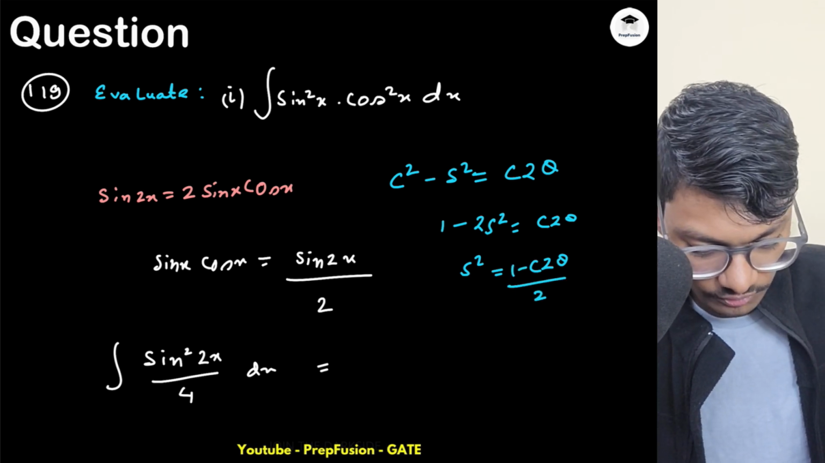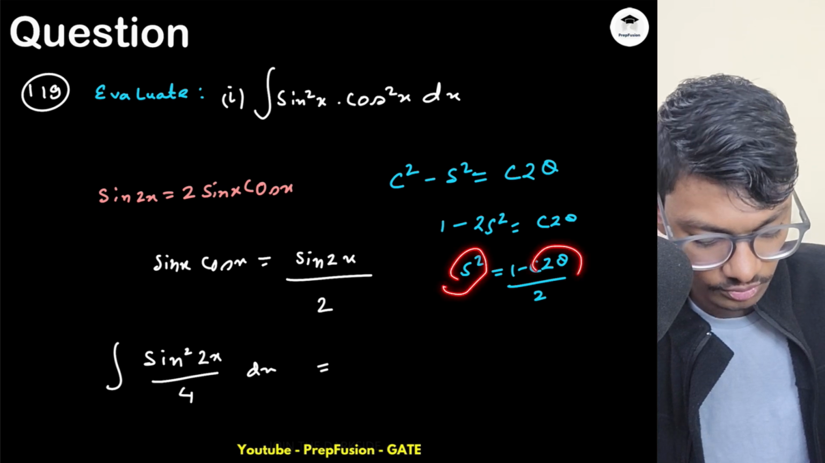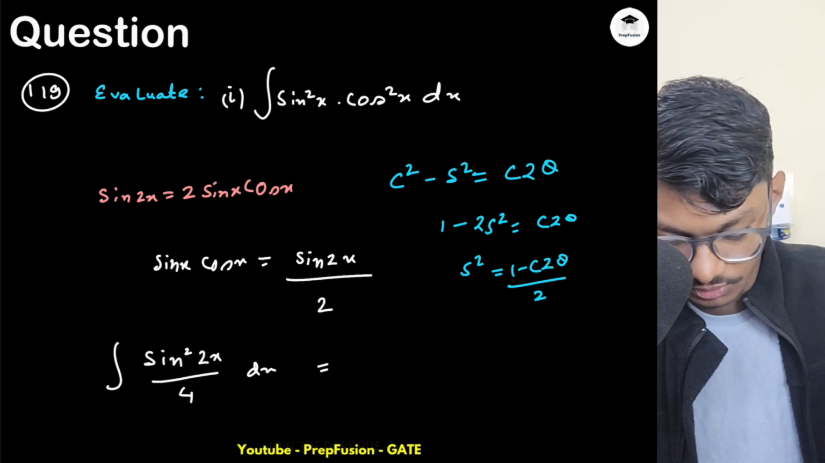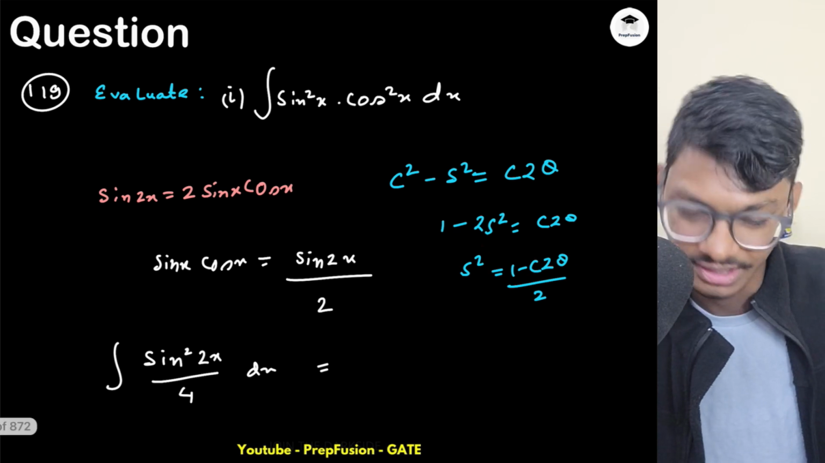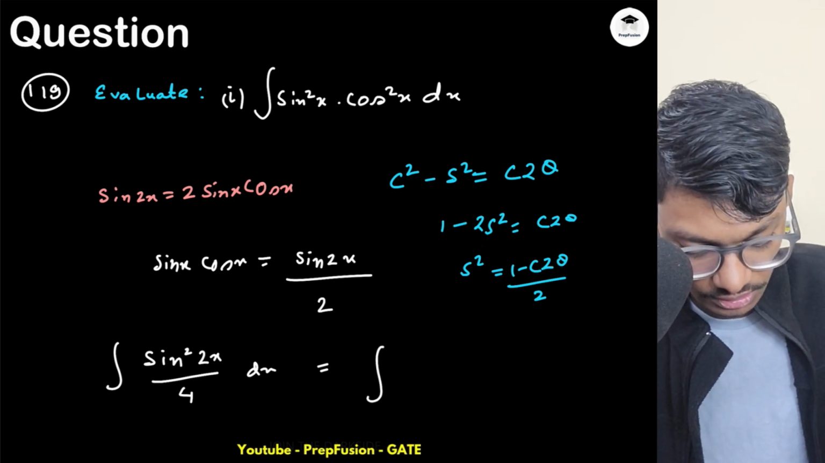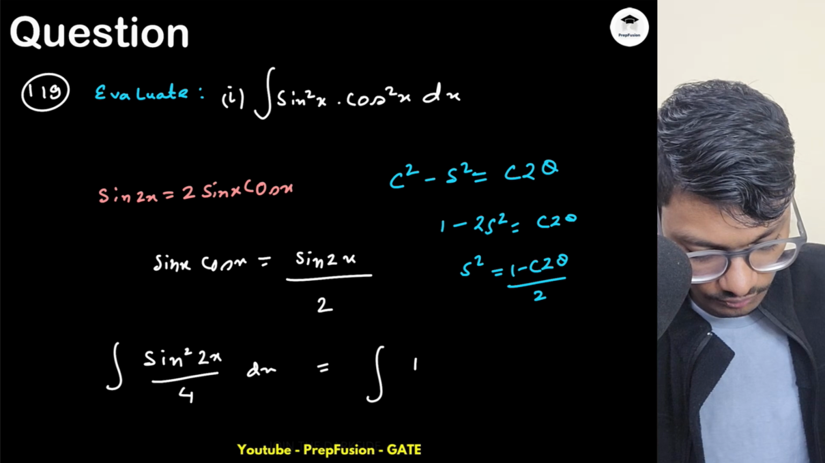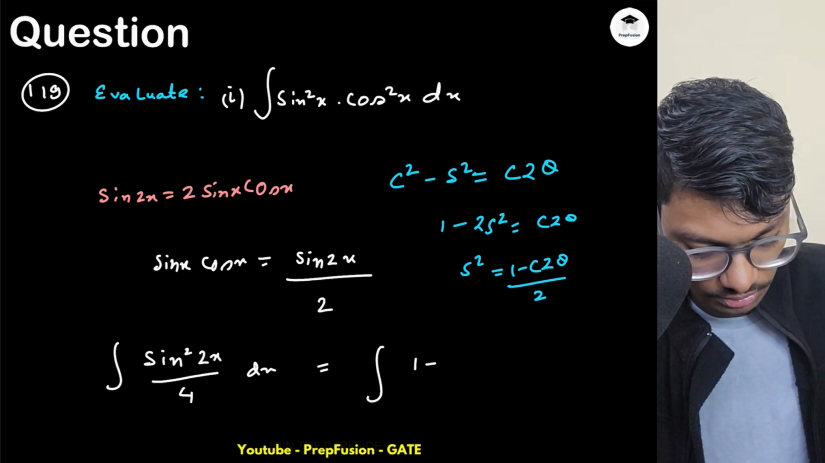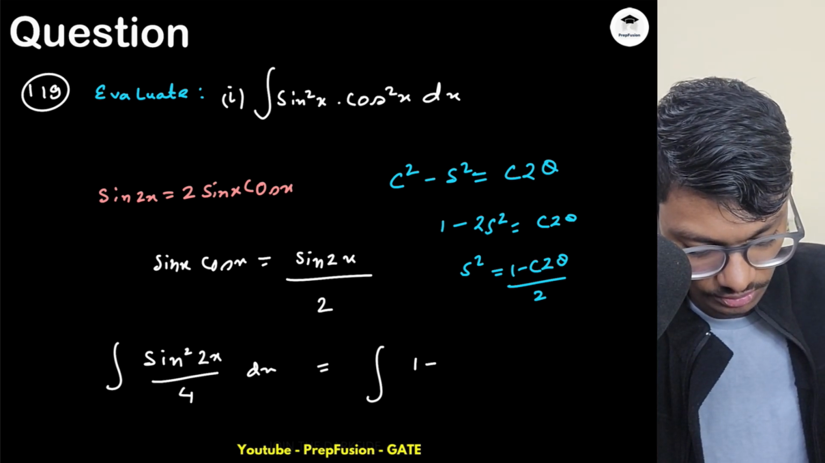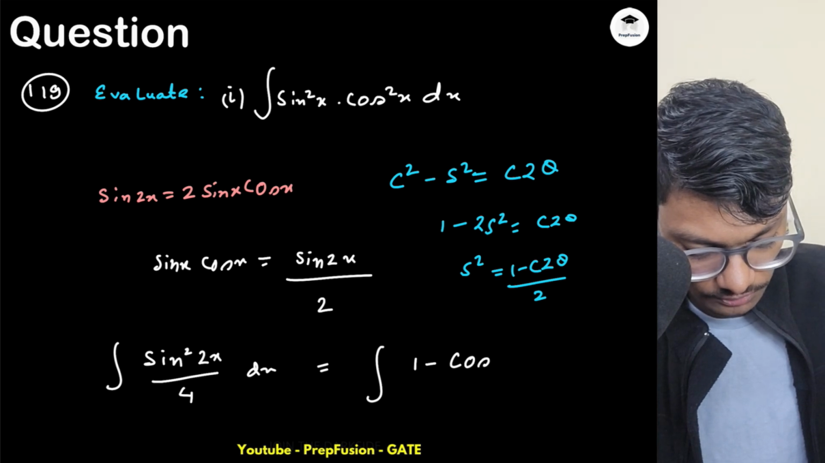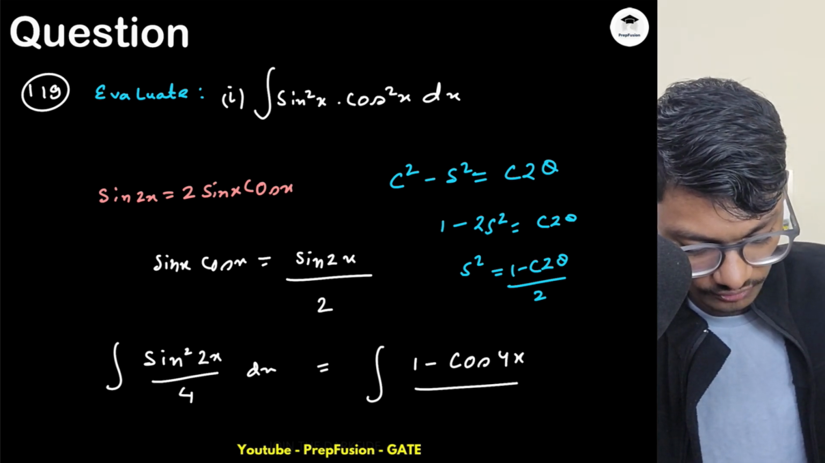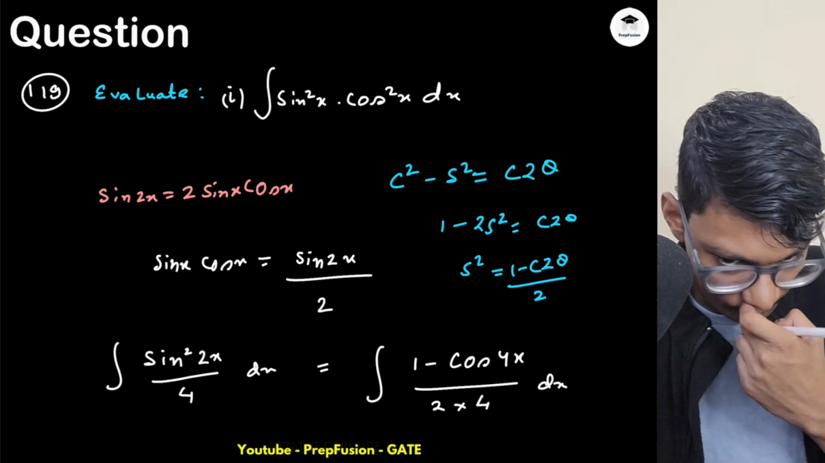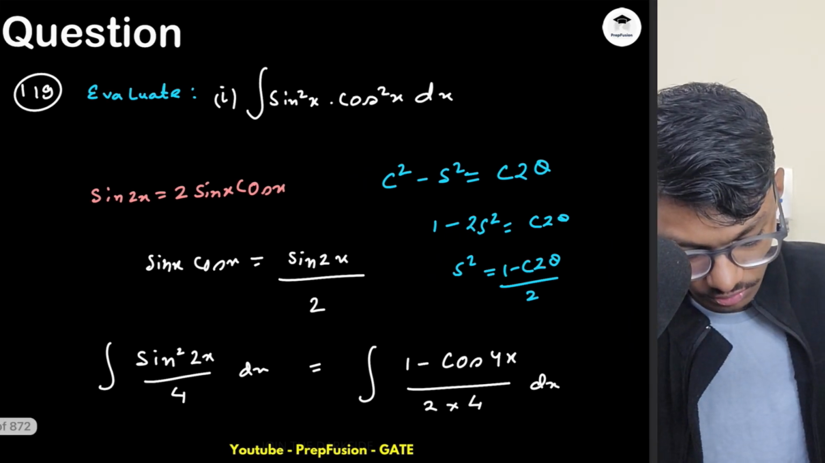Now the interesting fact over here is that this is sin square 2x, so this will be 4 theta. Here I can write theta as x, whatever you want. So this will be 1 minus cos 4x divided by 2, and also I have a 4 over here, into dx. Okay, so now you can integrate.